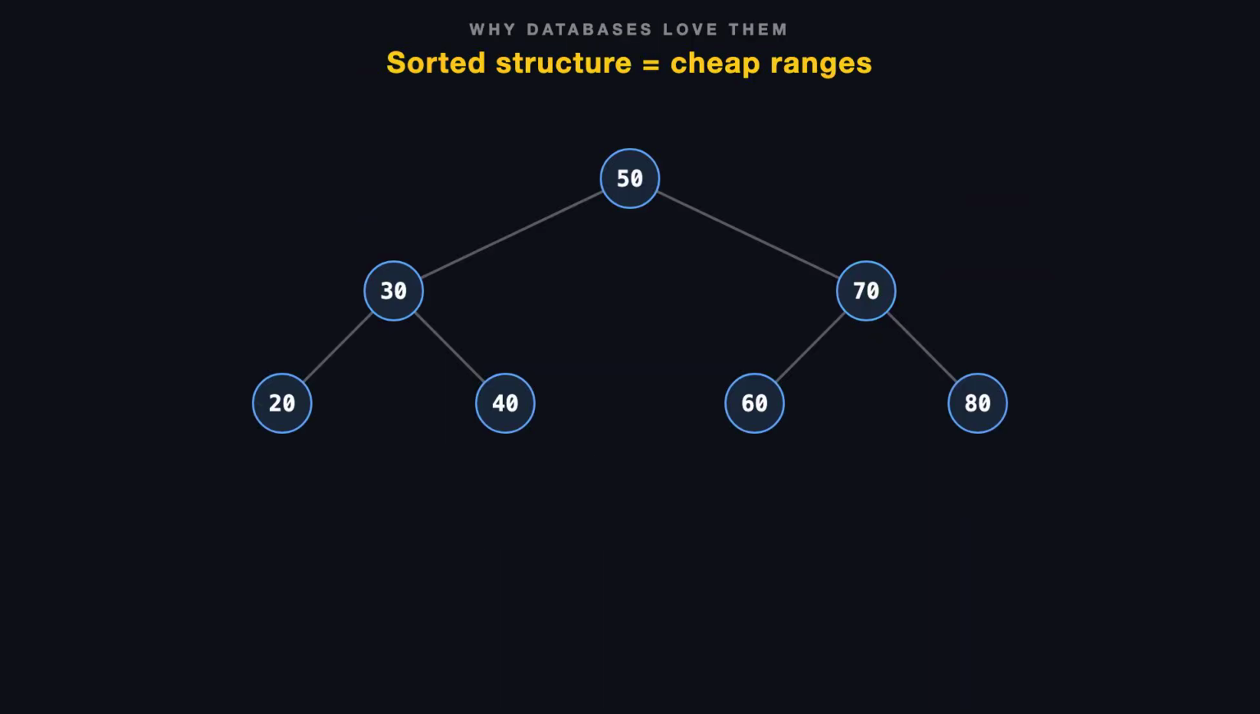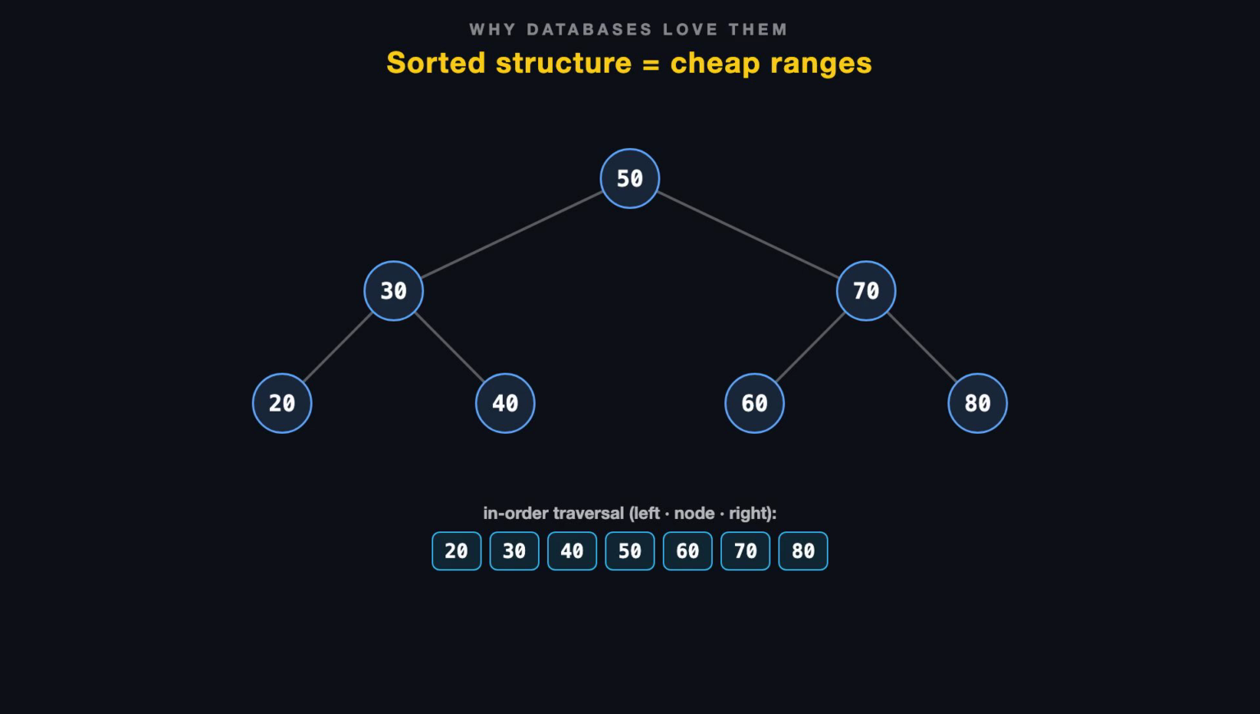So why do databases love these trees so much? One word. Order. A hash table, from the last video, is brilliant at one thing, finding a single exact key in O of 1. But its keys are scattered into random buckets. Ask a hash table for every value between 35 and 65, and it has nothing. It has to check everything.